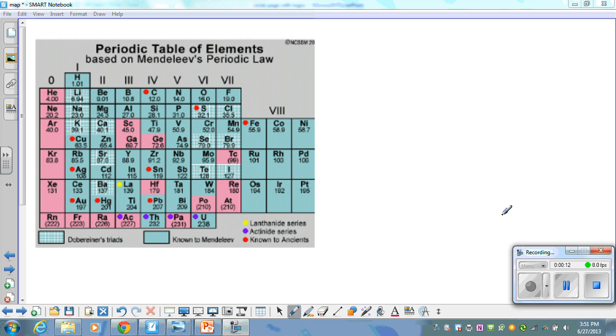In 1869, a man by the name of Dmitri Mendeleev developed a rough draft of what we now know as the periodic table. His periodic table was organized by atomic mass, which is the number you see listed below the element symbol.